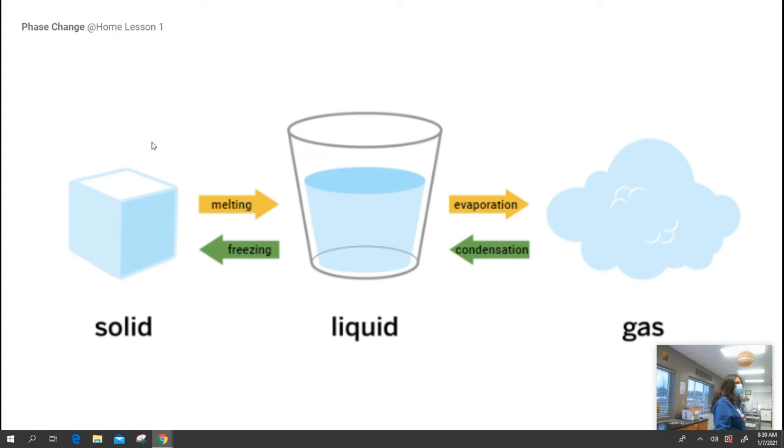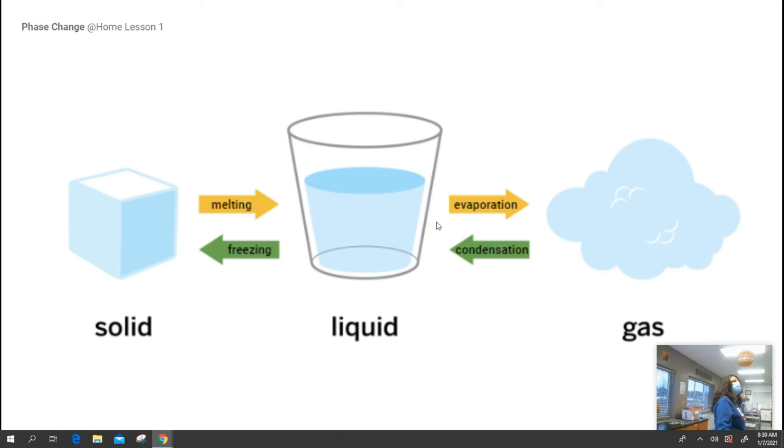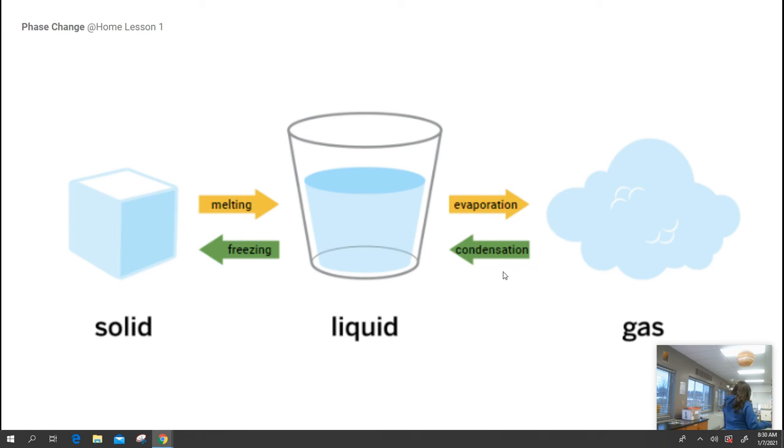Melting, easy, solid to liquid, right? Think of an ice cube. Liquid to solid, freezing. You put water in the freezer, freezing. When water changes to a gas, that's called evaporation. And when a gas changes back to a liquid, that's called condensation. And that's similar to what you learned last year in your weather unit with the parcels of air that rose, remember, and they created the rain. Clouds form because of condensation. So we're going to learn more about that process this year.